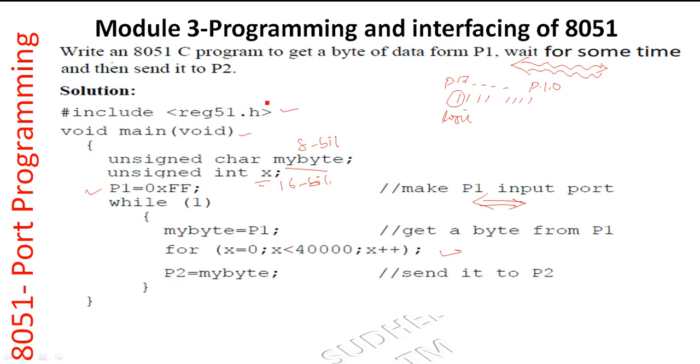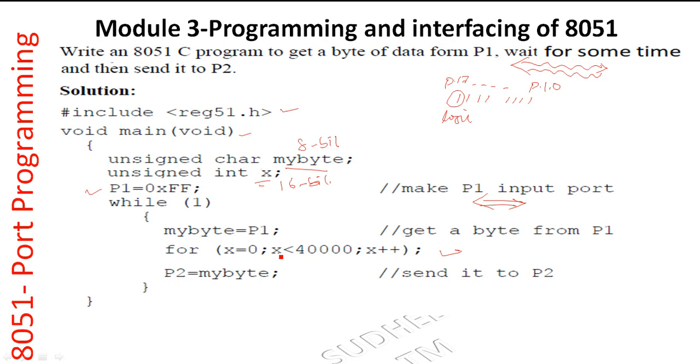So the simple program: scan port P1, wait for some time, send into P2. Again the microcontroller scans the data, waits for some time, sends into P2. So it will be a continuous loop. Every time it will read the status of every bit of port 1, wait for some time, and send it to port P2. Okay, so that is the meaning of programming a port: read from the port and also write to the port.